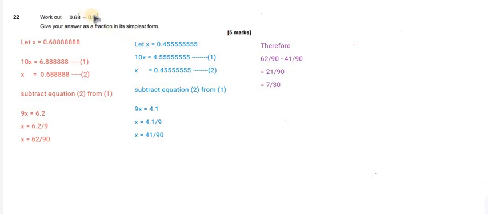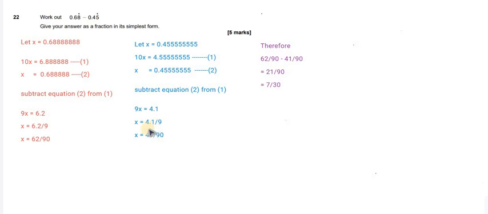We say let x equals 0.4, and we spread out the number that's recurring, the 5. Because there's only one number recurring, we multiply by 10, so we say 10x. That would be equal to 4.5 that's recurring, and then x is just 0.4 and 5 recurring. When we subtract equation 2 from equation 1, 10x minus x, that's 9x. 4.5 recurring minus 0.45 recurring, you end up with just 4.1 because the 5's go, just that bit that remains, so it's 4.1. Divide both sides by 9, you get x is equal to 4.1 over 9.